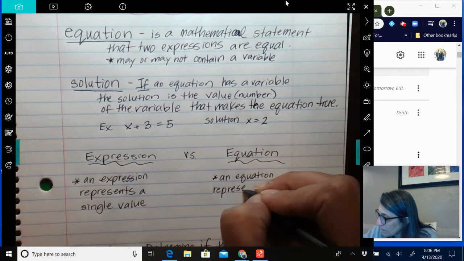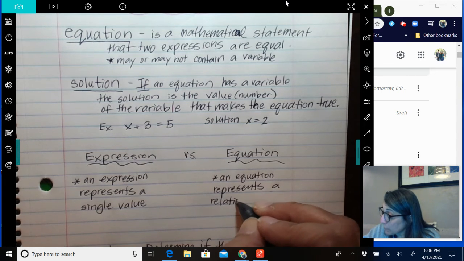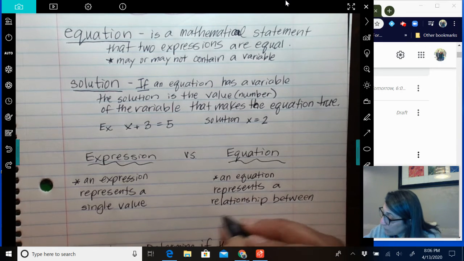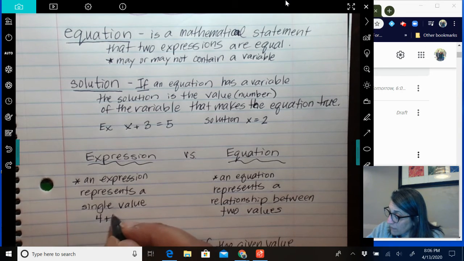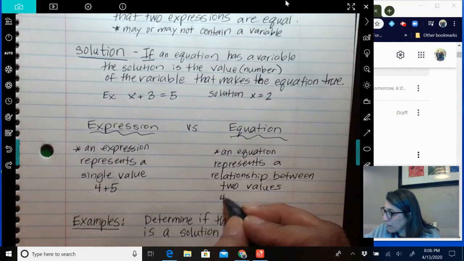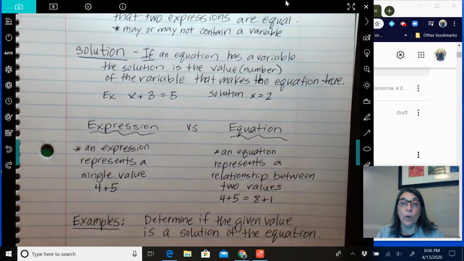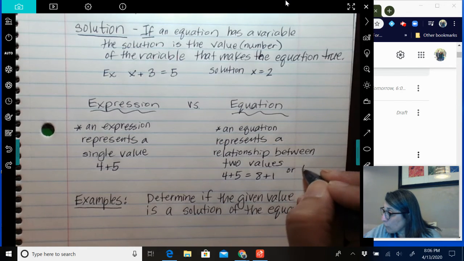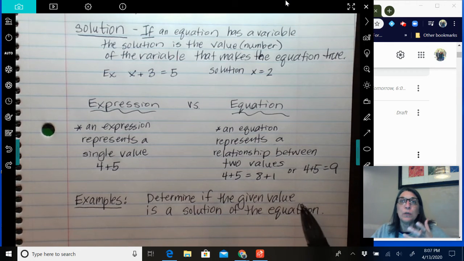An equation represents a relationship, this is important, or this is the difference between two values. So if I have 4 plus 5, that's my expression. It just represents one value. But if I have 4 plus 5 is equal to 8 plus 1, that would be an equation, okay? Or I just put a 9 at the end. It could just be 4 plus 5 equals 9, okay? But it's comparing two values.